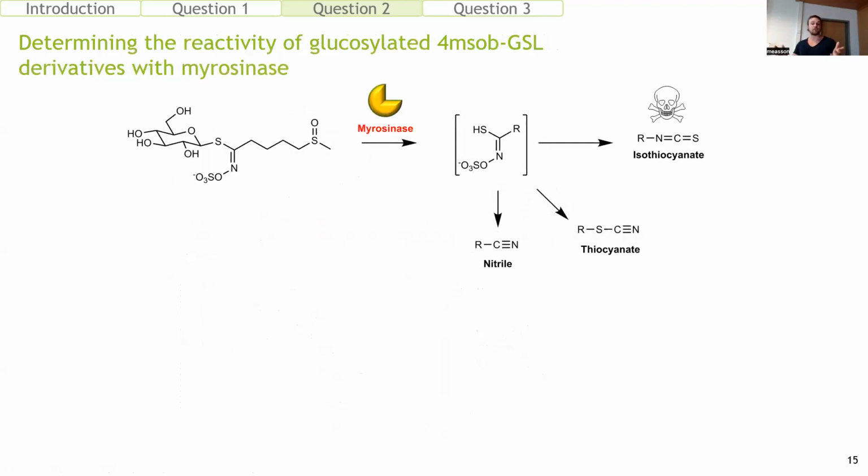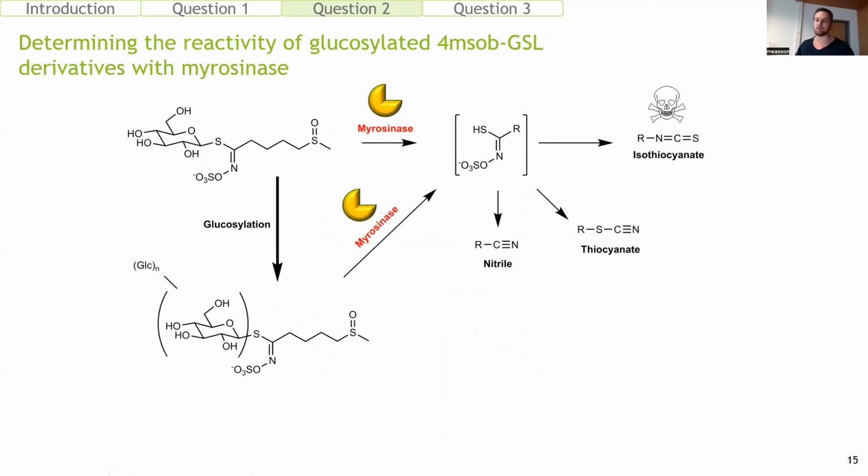In order for something to be a detoxification reaction, it would have to fulfill this criterion: when the 4-MSOB glucosinolate is glycosylated to any degree, it can no longer serve as a substrate for the activating enzyme, and therefore it can no longer produce all of these downstream toxic products.